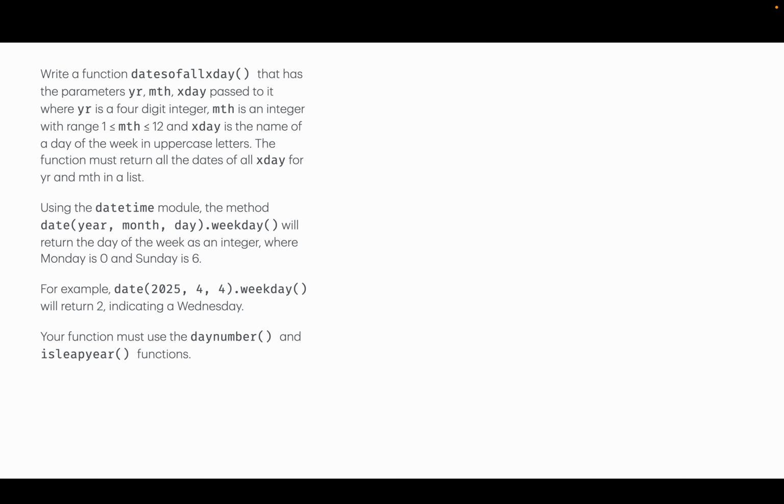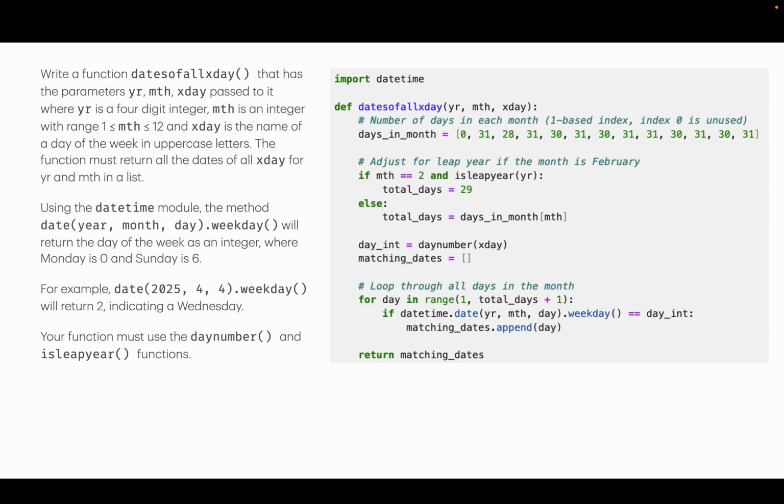And now for the actual code, for the real task. Okay, so we're going to import datetime, and then we're going to check the dates of all X days, right? So that's what we want. So the three parameters are there. So first thing first is that we need to figure out the leap year, right? So we're supposed to use is_leap_year.